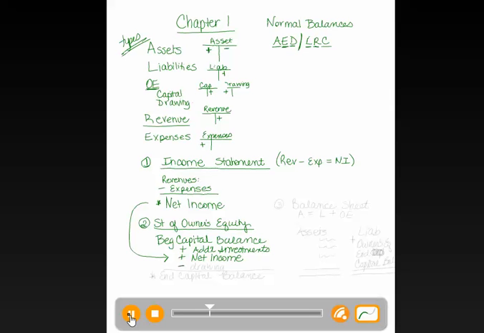And then you're going to take out any drawing. And remember, the drawing account is where we keep up with the money that the owner has taken out of the company. And when you add those and subtract out drawing, then you're going to get the ending capital balance. And you're going to need the ending capital balance to actually create that third financial statement, which is called the balance sheet.